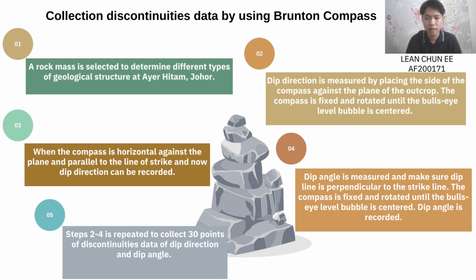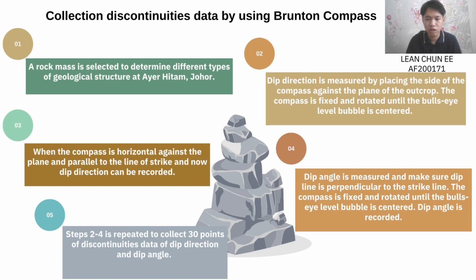My name is Lian Chunyi, and I will present the collection of discontinuities data by using the Brunton Compass. Firstly, a rock mass is selected to determine different types of geological structure at Ayer Itam, Johor. The dip direction is measured by using the side of the compass against the plane of the outcrop. The compass is fixed and rotated until the blue eye level bubble is centered. Then, when the compass is horizontal against the plane and parallel to the line of the strike, the dip direction can be recorded.